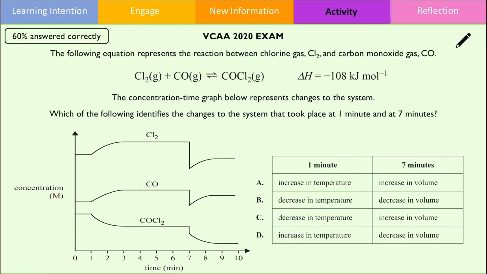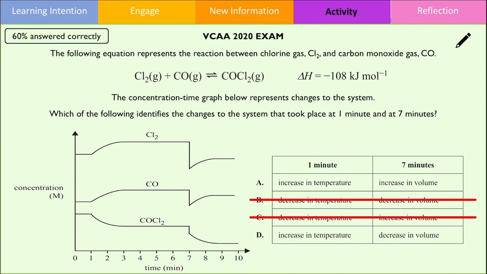In the second last question, we need to identify the correct changes that took place at the 1 minute and 7 minute mark. Given the shape of the concentration time graph, we know that temperature was altered at the 1 minute mark because temperature does not result in a sharp increase or decrease in concentration. We can see that the concentration of both chlorine gas and carbon monoxide increased, suggesting that equilibrium was shifting to the left, favoring the endothermic reaction. Because it's favoring the reverse reaction, the system was originally heated, hence we can eliminate options B and C.